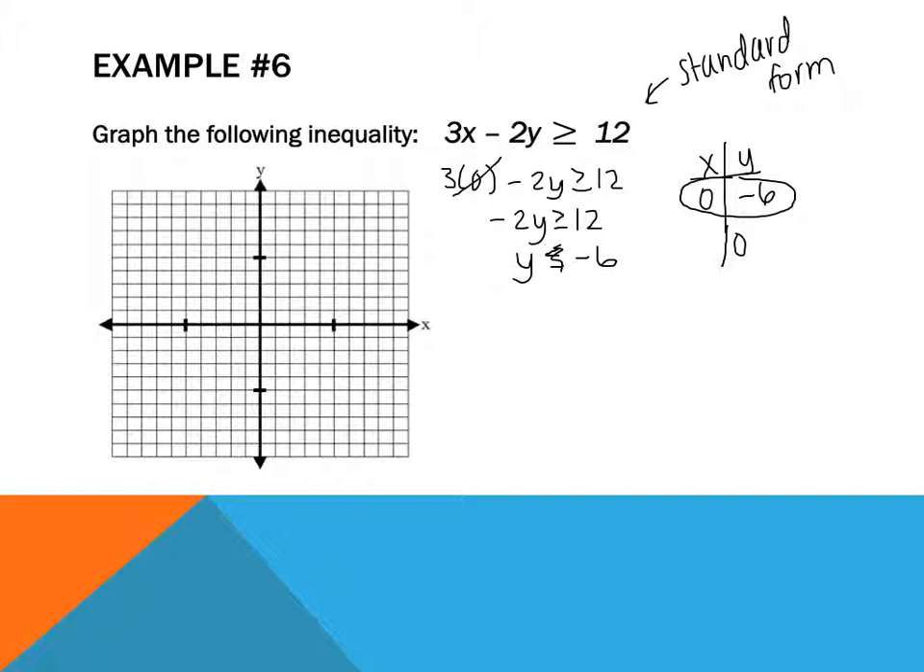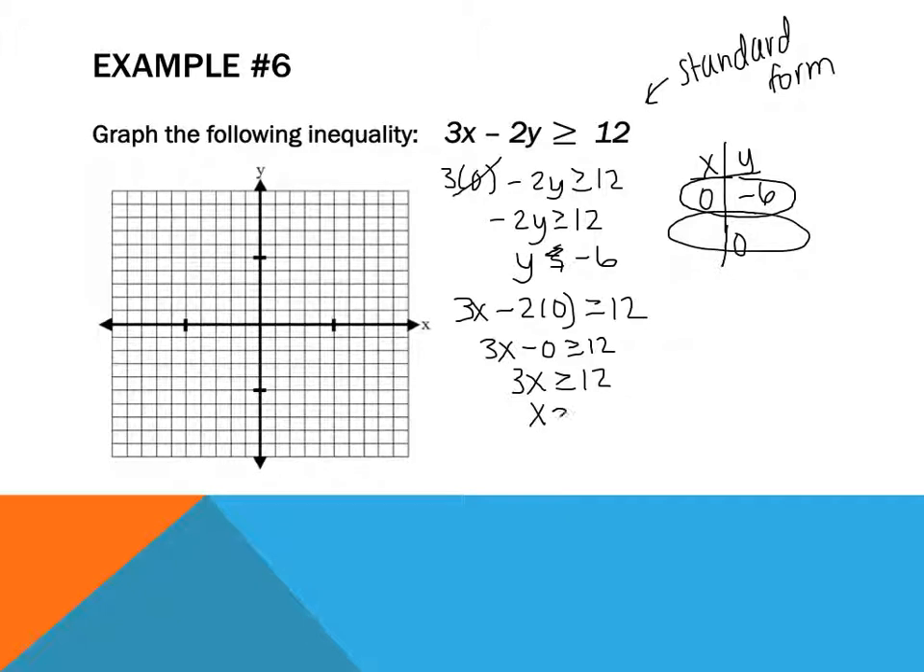Now I'm going to do the same thing with this point, except substitute in 0 for y. So I have 3 times x minus 2 times 0 is greater than or equal to 12. Again, the inequality doesn't really matter. You can change it to an equal sign if you want to. This becomes 3x minus 0 is greater than or equal to 12. 3x is greater than or equal to 12. If I divide by 3, I get x is greater than or equal to 4. Again, inequality doesn't matter. I was just really looking for that number 4.